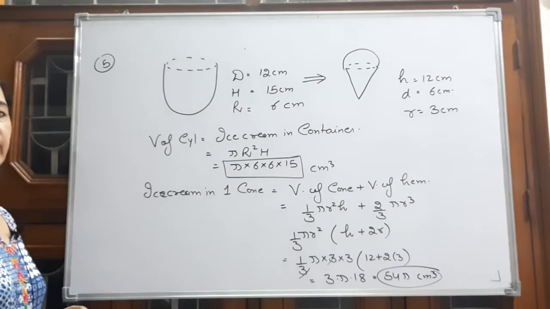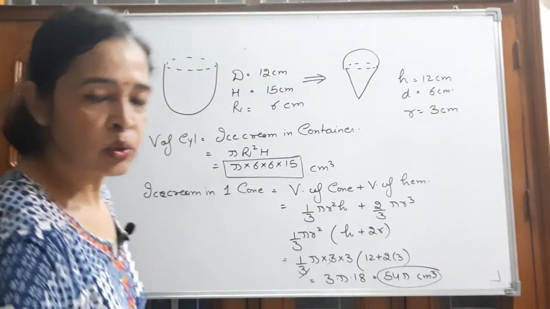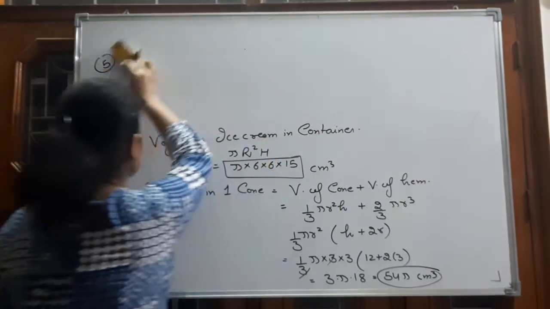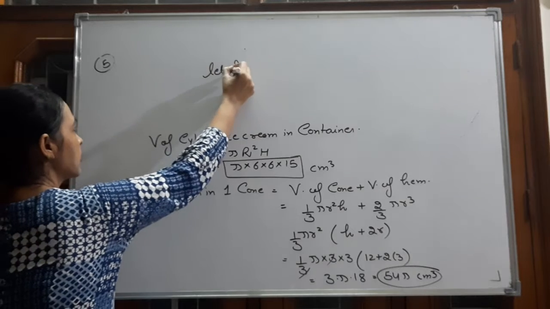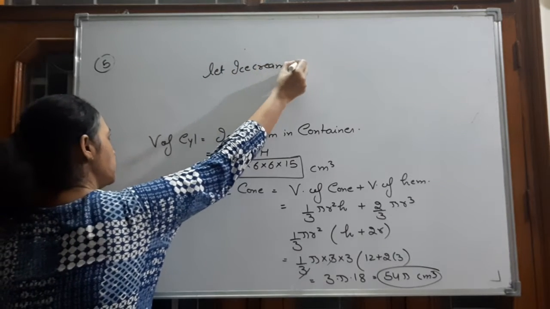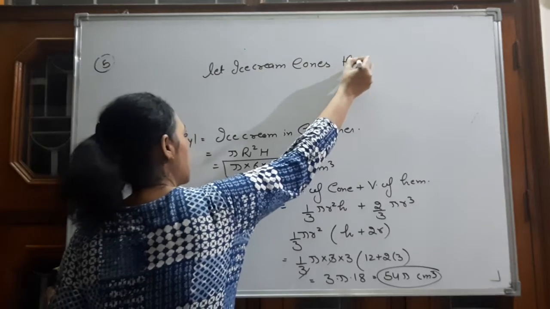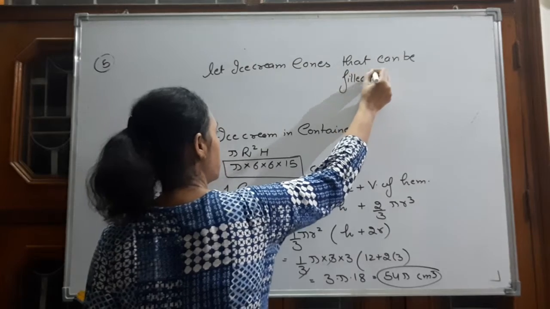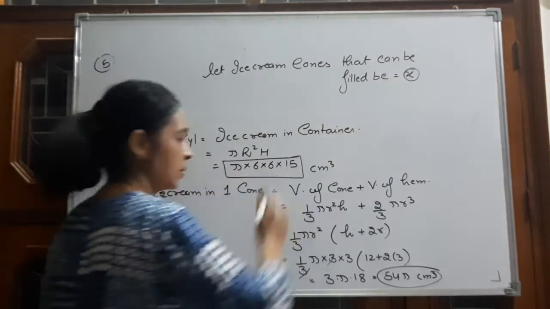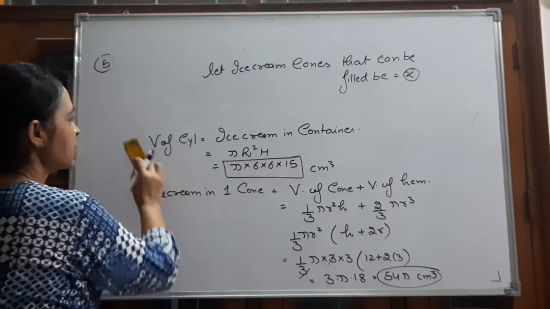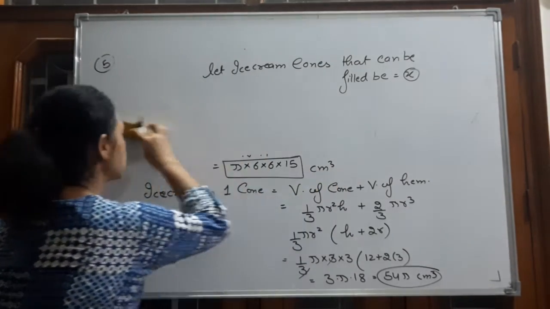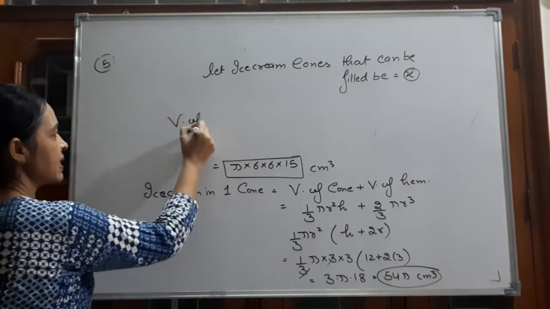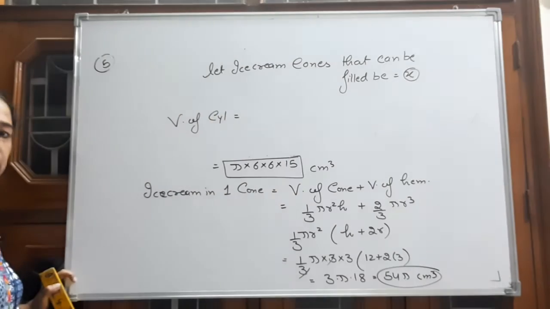Now what do we have to find? We have to find how many ice cream cones can be filled. Let the number of ice cream cones that can be filled be x. Now, how many ice cream cones can be filled with the ice cream in the container? How much ice cream is in the container? Volume of cylinder is the total ice cream in the cylinder.